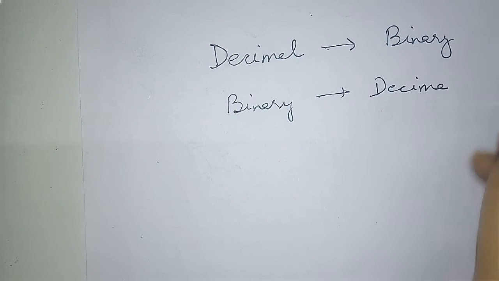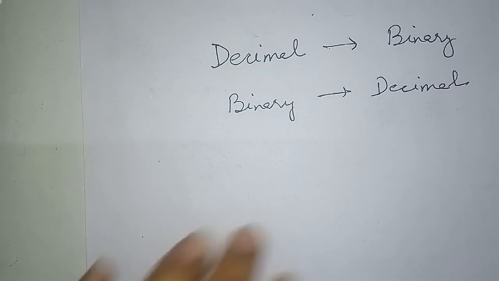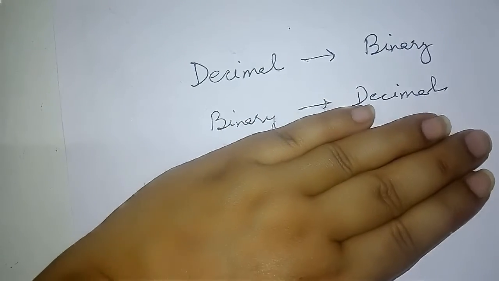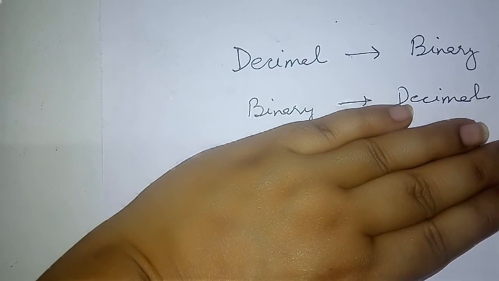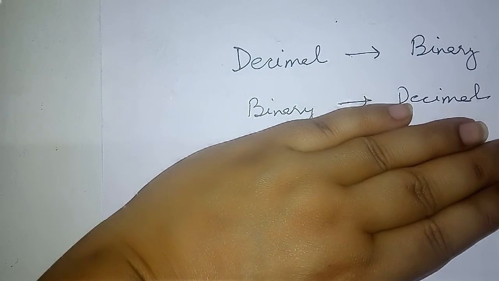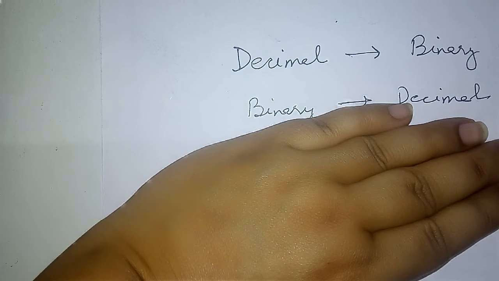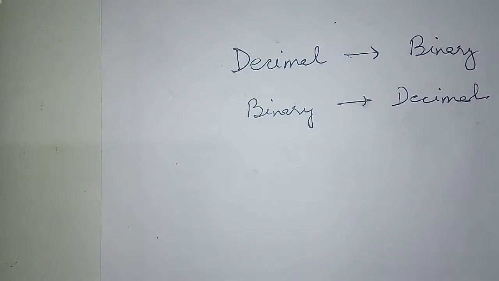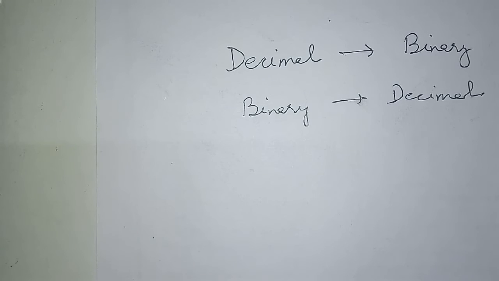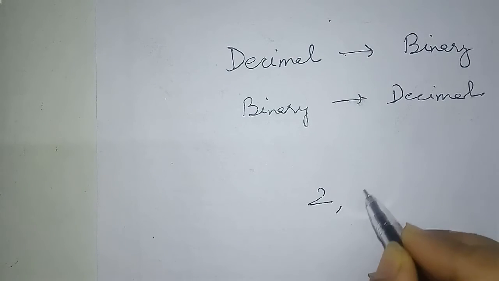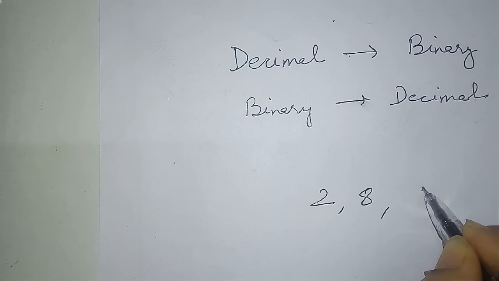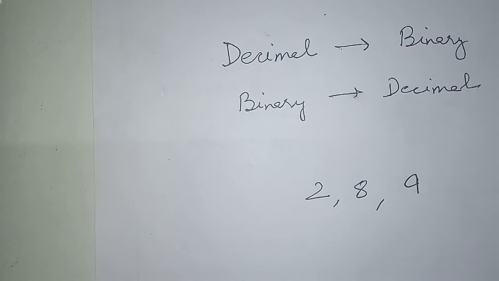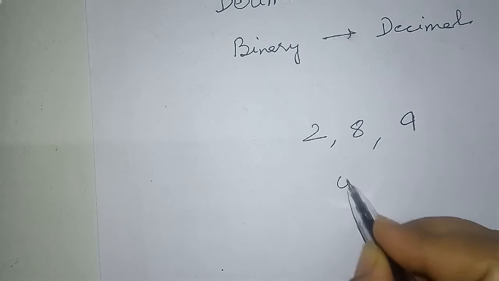Can you make a guess why we want to convert decimal into binary? Yes, I think you are thinking the right thing, because from your early classes you have been taught that any information in the computer is represented in the form of 0 and 1. The computer does not understand what is 2 or what is 8 or what is 9. It only understands 0 and 1.